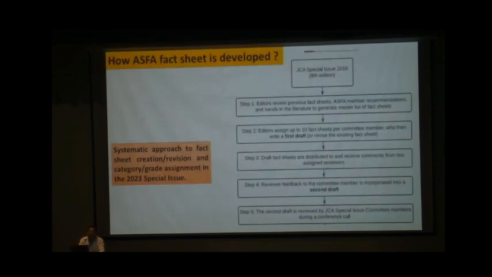So how were the ASFA fact sheets developed? It is a systematic approach. Basically, a special edition by the JCA members was made. It is a systematic approach to fact sheet creation, revision, and category and grade assignment, in the 2023 JCA special issue. They incorporated all the investigations from 2019 to 2023, and the editor assigned 10 fact sheets per committee member, and the first draft was made.